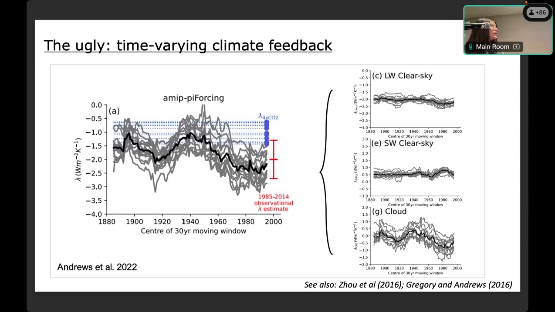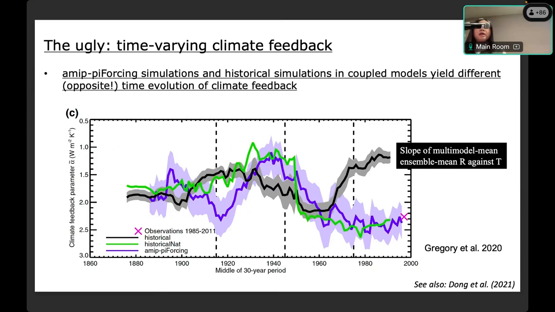But then if we compare these AMIP models with coupled historical simulations, things become ugly. I'm inspired by Maria's talk yesterday. She said we have the good global warming temperature, the bad SST trend, and that conspired to the ugly radiative feedback. So this is, I think, the ugly part: for the past maybe 50 years, coupled models have the opposite trend of radiative feedback compared to the AMIP simulations. Which means that coupled models indicate that the radiative feedback becomes more, say, sensitive over the past few decades.